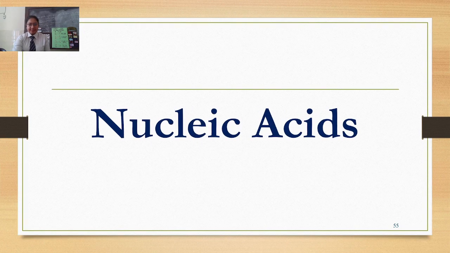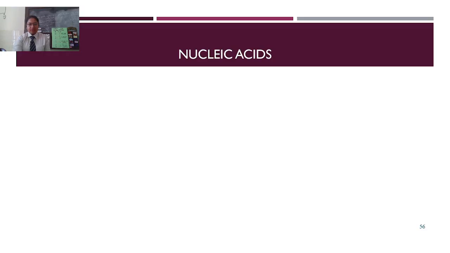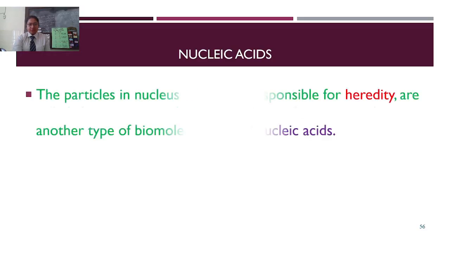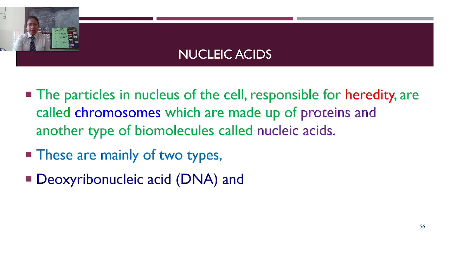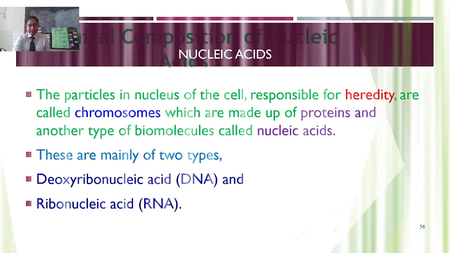Nucleic acids. The particles in the nucleus of the cell responsible for heredity are called chromosomes, which are made up of proteins and another type of biomolecules called nucleic acids. These are mainly of two types, deoxyribonucleic acid and ribonucleic acid.